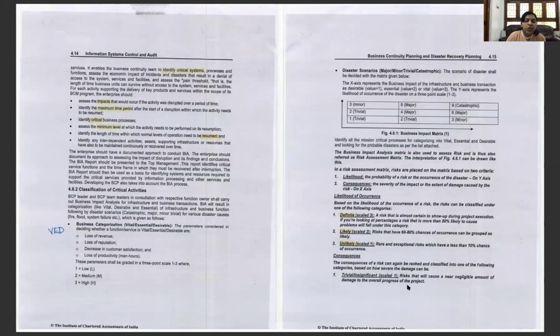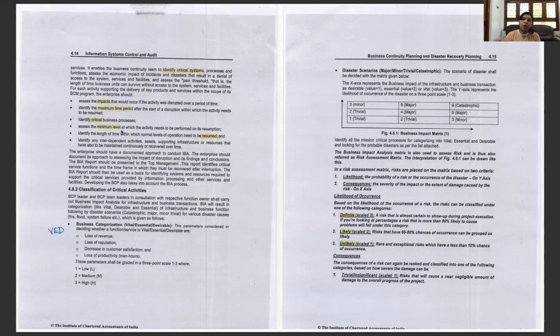Moving on. First, we all know this is going to be dealing with critical systems. So first, identify what those critical systems are. Then, assess the impact. What could happen? What is likely to occur because of those threats? Next, what is the maximum time period after the start of the disruption within which the activity needs to be resumed? So there has been a disruption. Within how much time should we resume such critical businesses, and what is the minimum level at which the activity needs to be performed?